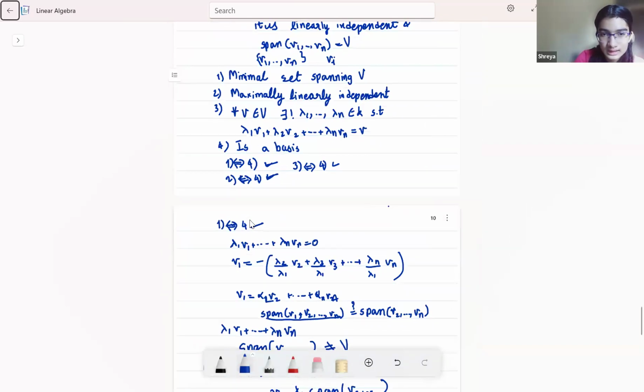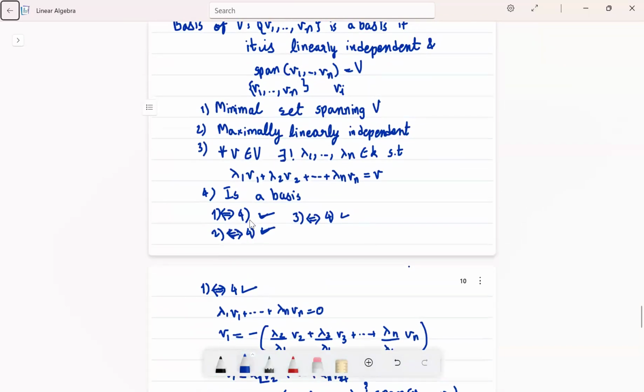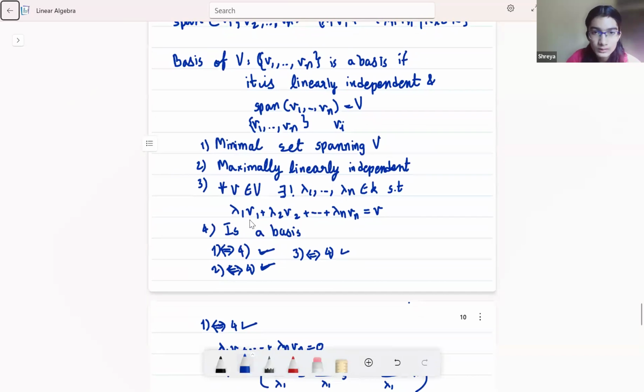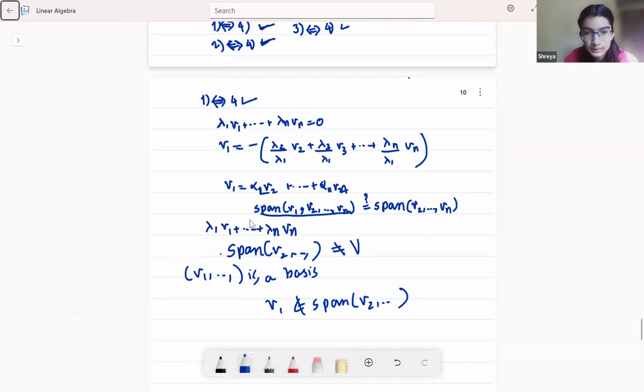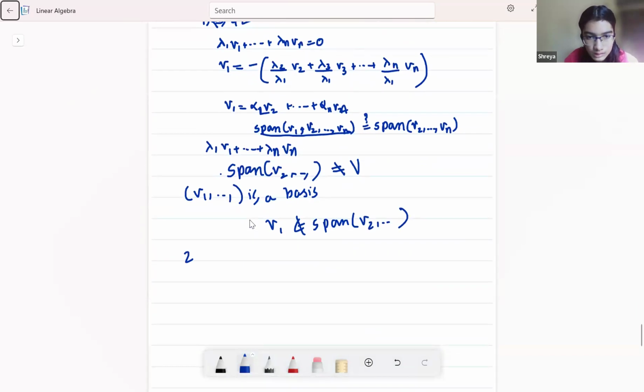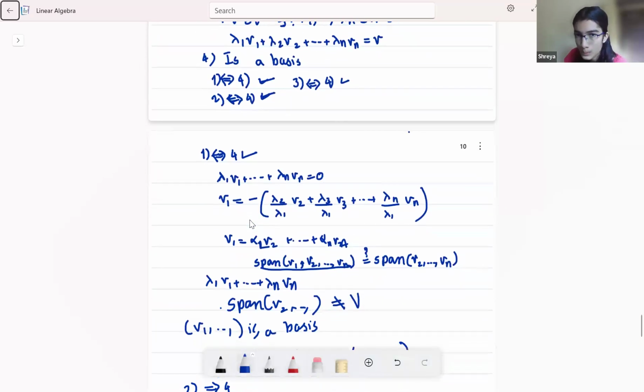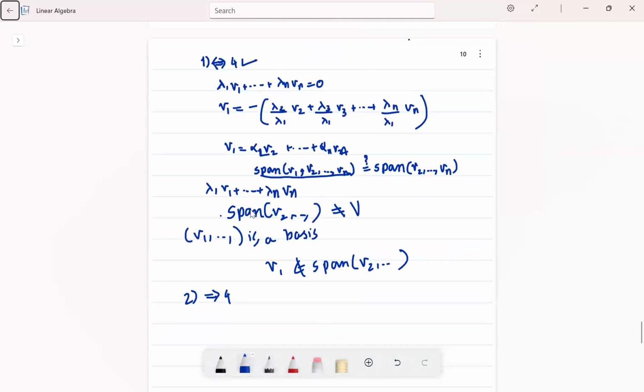Okay. So we have 1 implies 4. Now we need to show 2 is equivalent to 4. One is equivalent to 4, we have. Now what about 2 equivalent to 4? Linearly independent is there in both. That's what 2 implies 4. Linearly independent is given to us. We are just given that it's maximal. Adding an element will make it non-linearly independent.